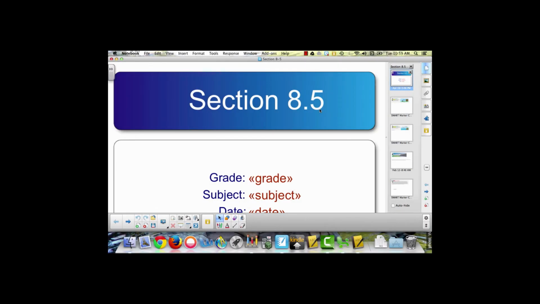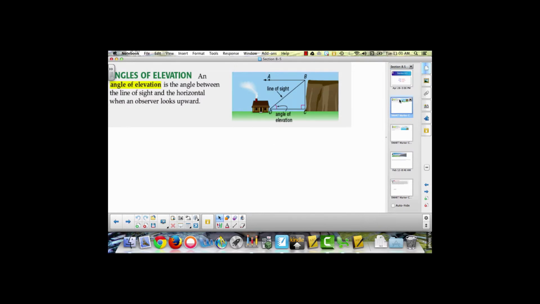Today we're going to do section 8.5 in your book. We're going to be talking about different kinds of angles that we get and how we can use trig to help us solve for missing sides using those acute angles.